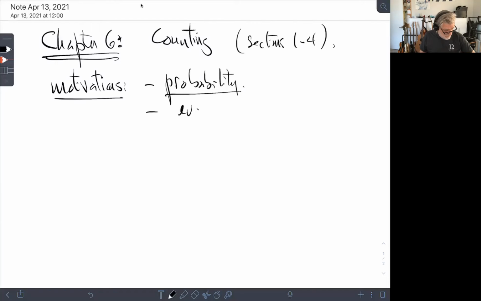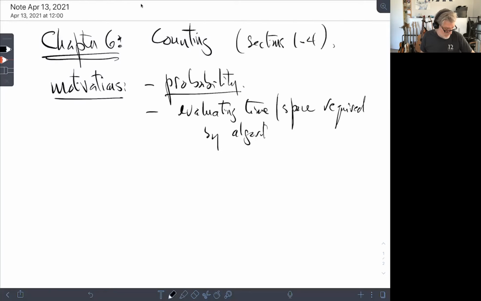And the other obvious place where counting is of importance is when you're trying to evaluate the time and space requirements, if you're doing a bit of theory. So if you're evaluating an algorithm, how much time or space it's actually taking, you'll have to do some counting, obviously. I'm saying obviously, but maybe it's not obvious, but trust me.